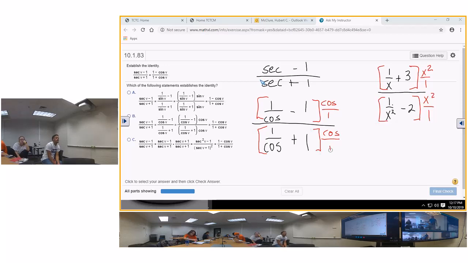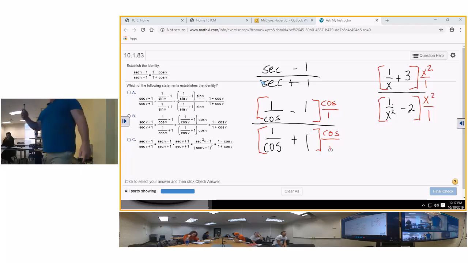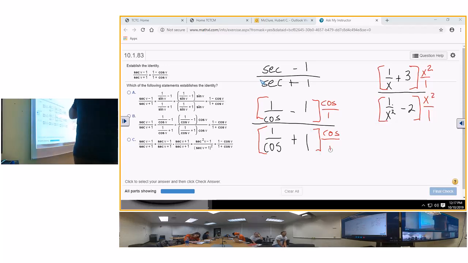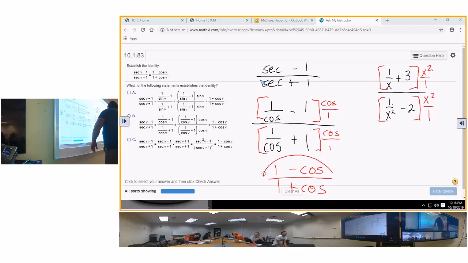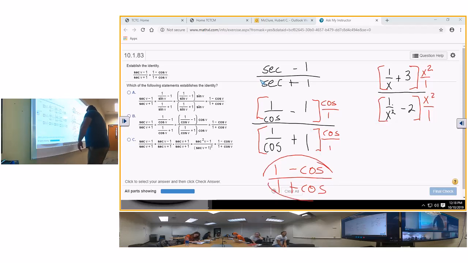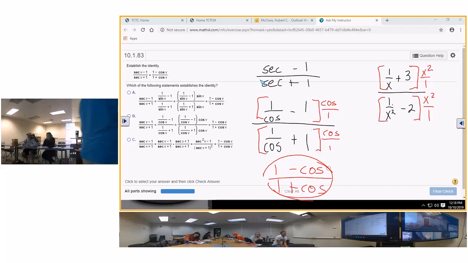So what will that give us? That'll give us, I'm gonna be nice, the cosine over the cosine, which is 1, minus what? Over 1 plus what? Now you pick whatever answer there is over there. Somebody tell me which one it is.